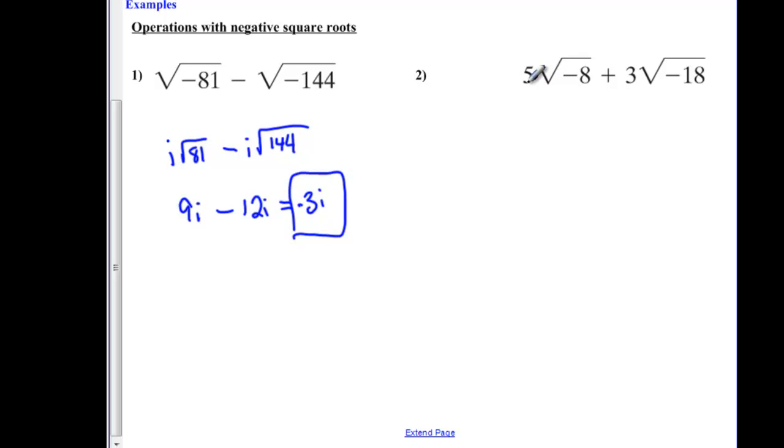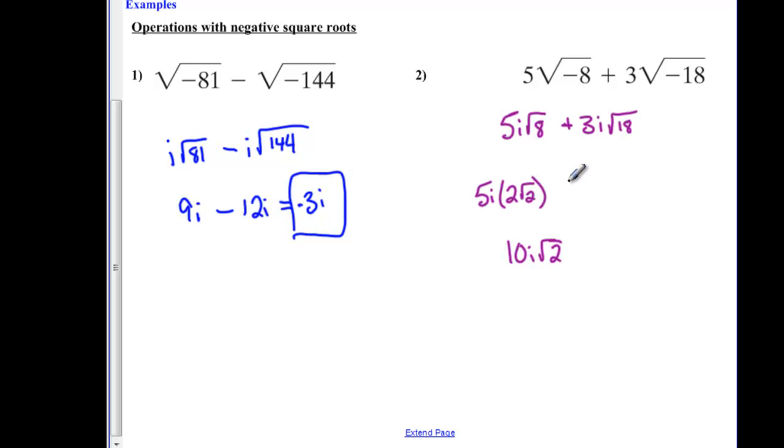All right, I'm going to jump into 2. I'm going to do a couple of the steps first. So first thing again, pull those i's out. So this is the same as 5i square root of 8 plus 3i square root of 18. All right, 8. What is 8? Yeah, it's going to be 2 root 2. So I'm thinking about it as 5i times 2 root 2. But really, that's just going to be 10i root 2.